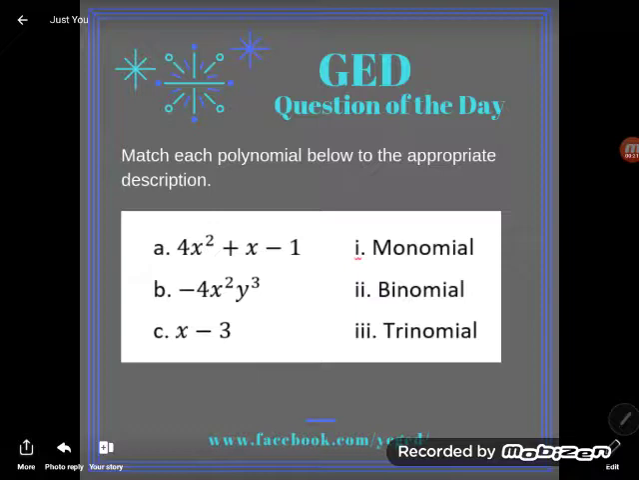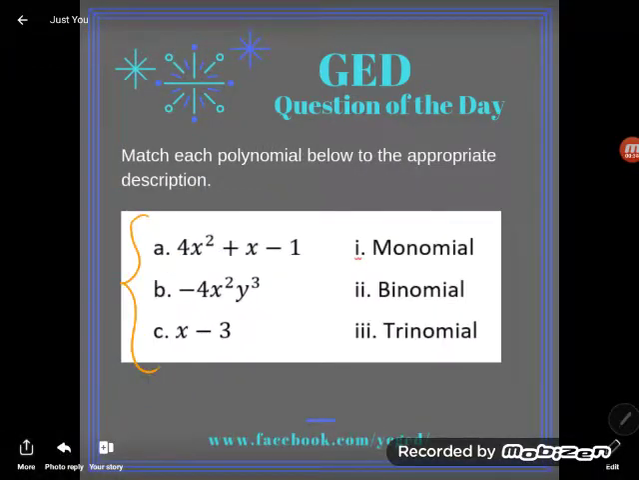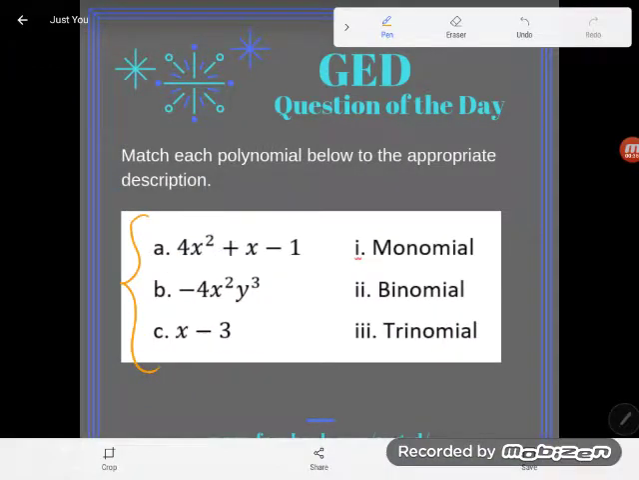It says match each polynomial below to the appropriate description. And here we see some polynomials. Let me pull out my pen. A, B, and C here are polynomials. And people are like, what the heck is a polynomial, Kate? Well, poly means many, but what does nomial mean?